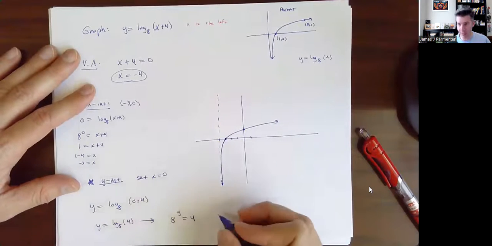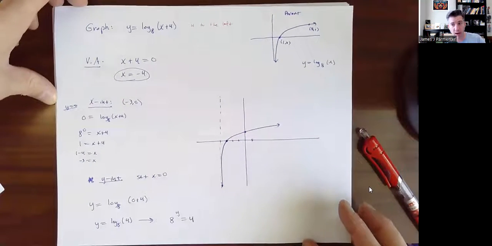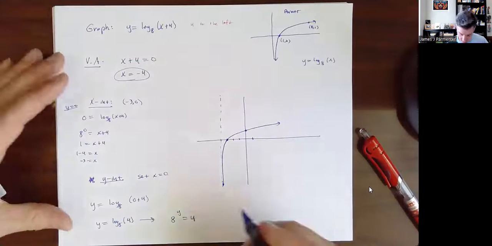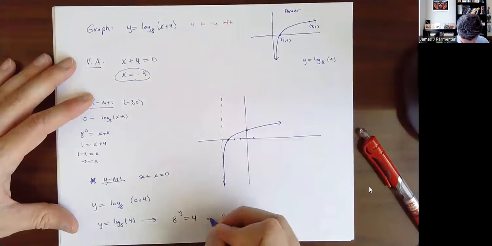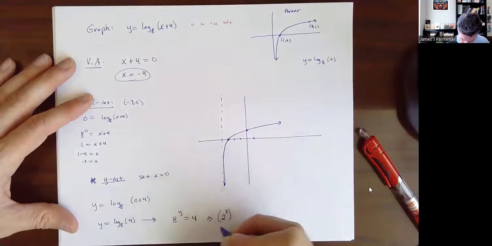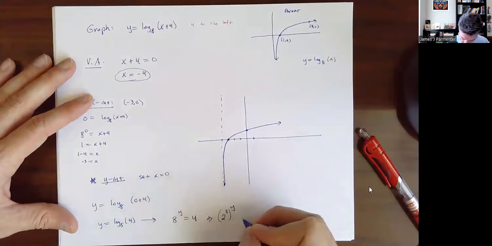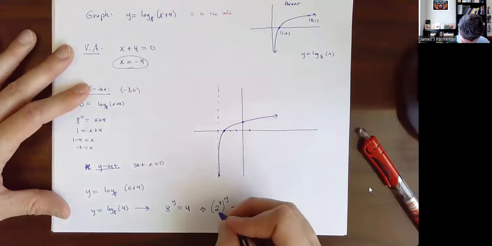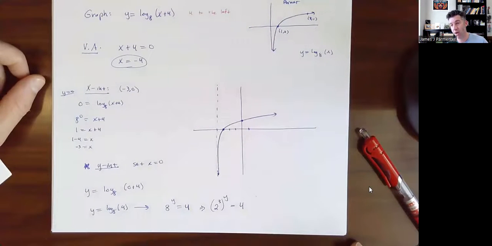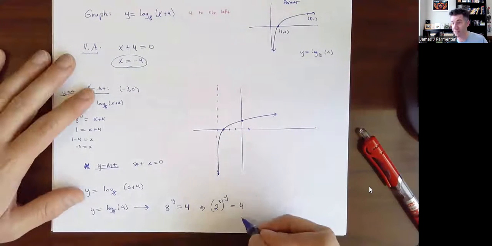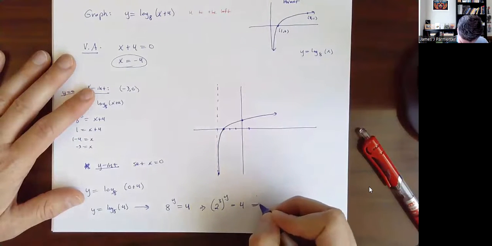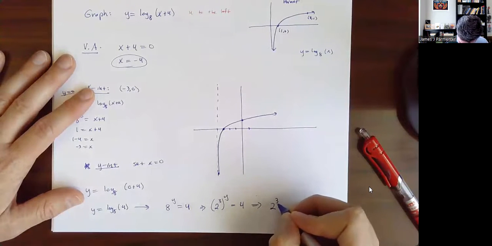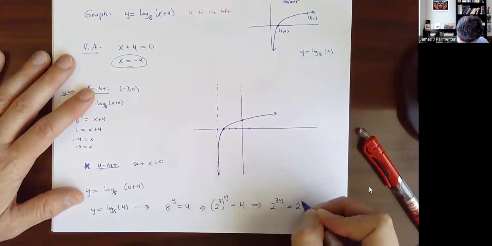And here's where we get to do the tricky thing where we say, oh, 8 and 4 are both powers of the same number. They're both powers of 2. So 8 is 2 cubed, and then 8 to the y is 2 cubed to the y, equals 4. I should have written 4 as 2 squared. So in the next step, we have 2 to the 3y equals 2 squared.